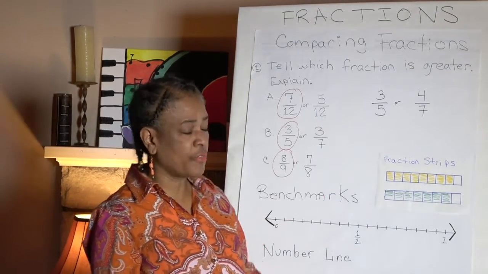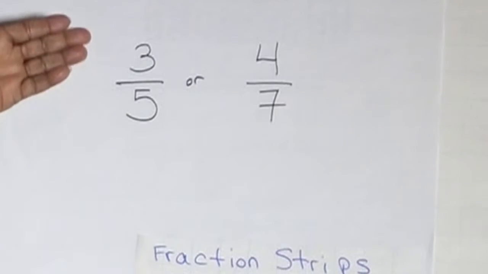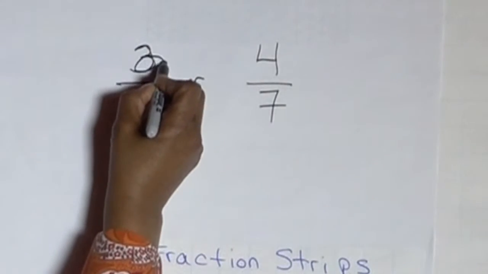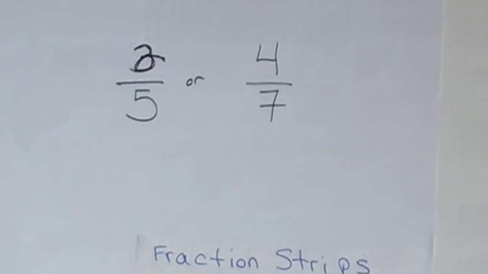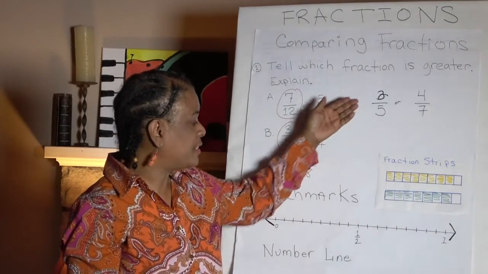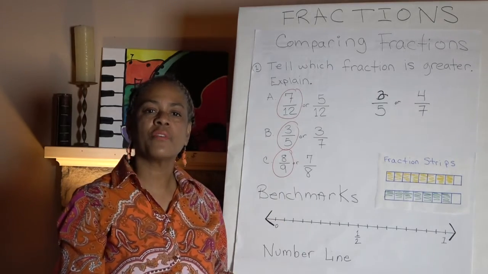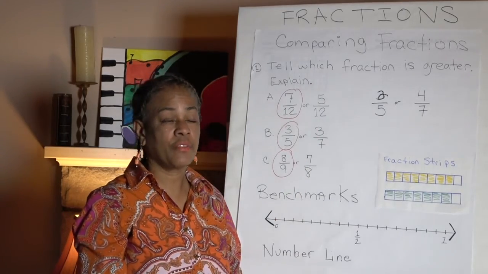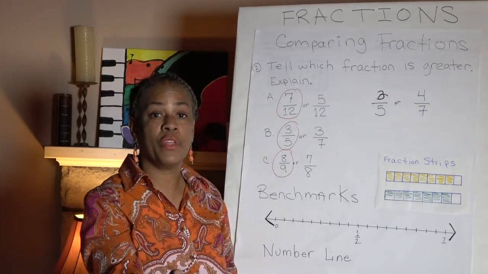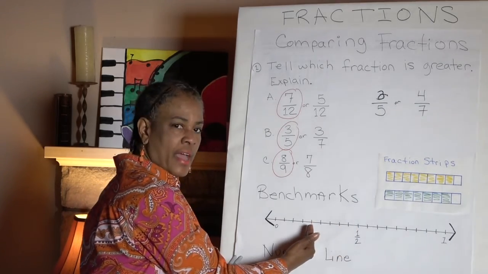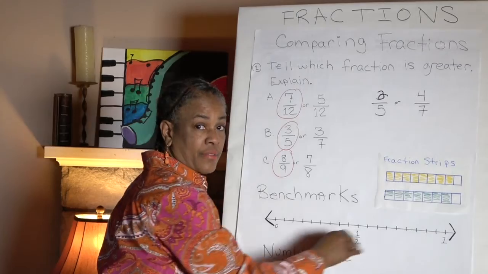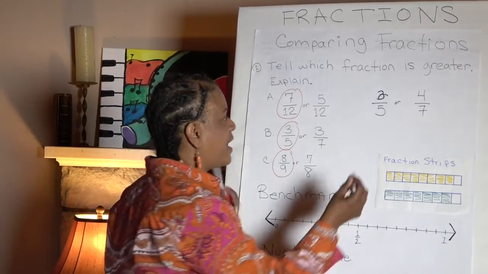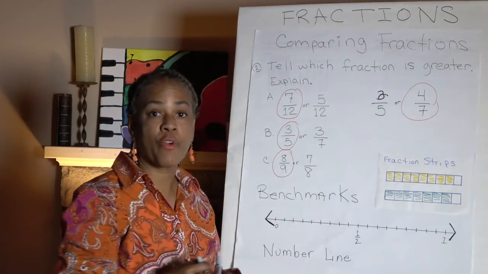Okay, so let's look at the fractions that we do have. So 3/5, oh, you know what? I'm going to write 2/5 because I'm trying to make a point here. Okay, so if a student saw 2/5, they would say, oh, 2/5 is a little less than a half, because I know half of 5 is 2.5. So 2/5 is a little less than a half, but 4/7 is a little more than a half. So 2/5 would be on this side of a half, and 4/7 would be on that side of a half. So 2/5 is a little less than a half, 4/7 is a little more than a half, so 4/7 is my larger fraction. All right?